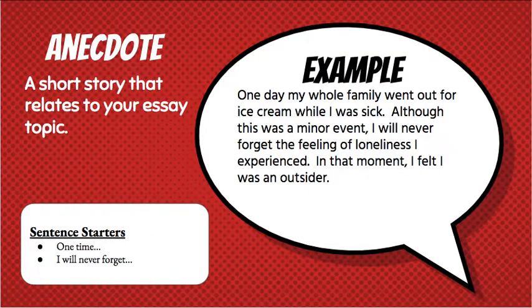Our next one is an anecdote. And that is a short story that relates to your essay topic. So an anecdote in general is a kind of short story with a quick point. It's normally a story that you can tell in maybe 2 sentences. Something that's really quick. Our example: one day my whole family went out for ice cream while I was sick. Although this was a minor event, I'll never forget the feeling of loneliness I experienced. In that moment, I felt I was an outsider.